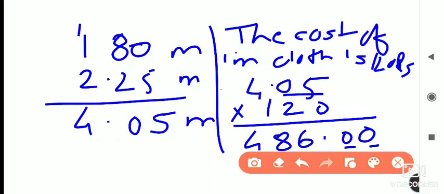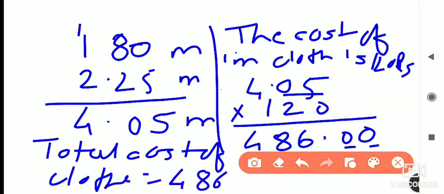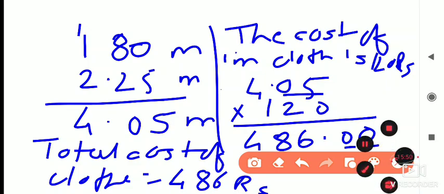So the total cost of the cloth is 486 rupees, because zeros after the point don't have any value. So you have to solve this example in this way. Okay, understood? Now we will note down all of this. Here it is Aisha's salwar, and you have to write and complete this example. Now we will see the next example.